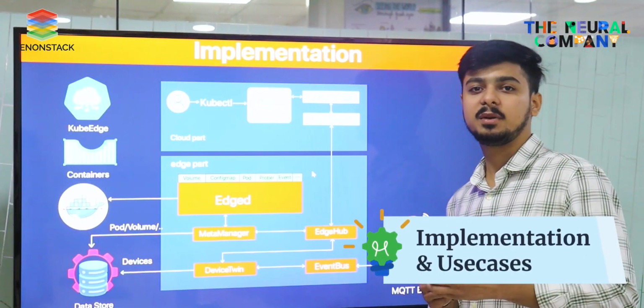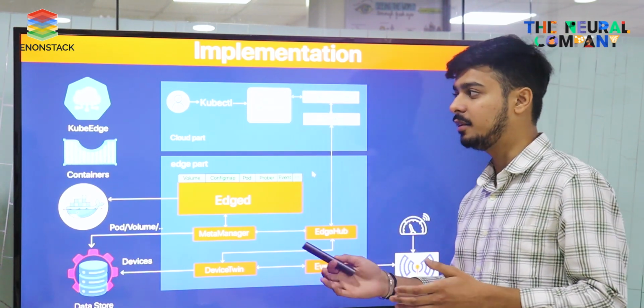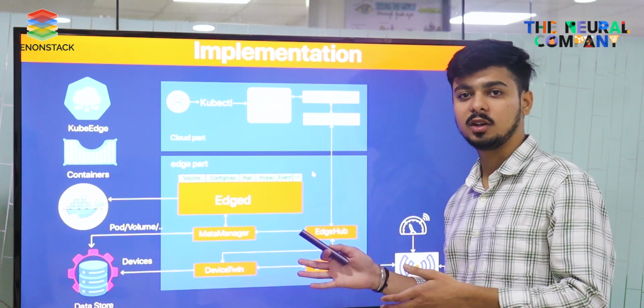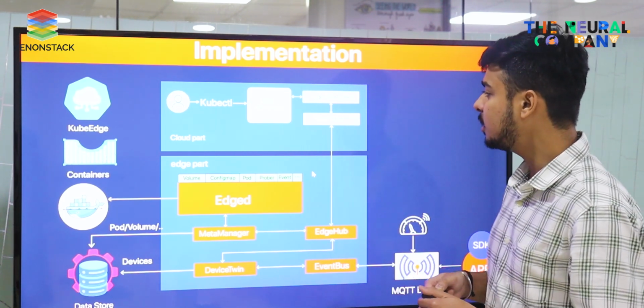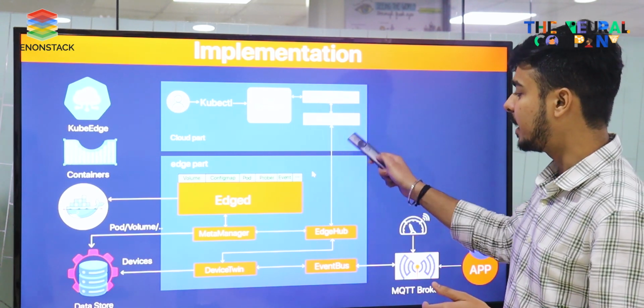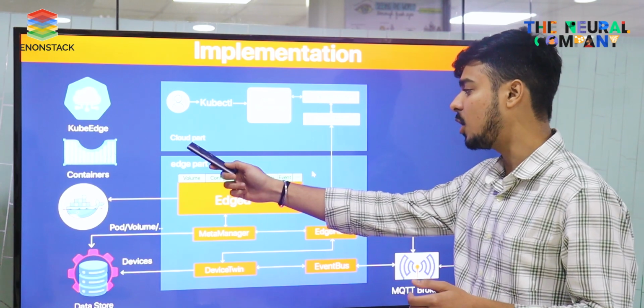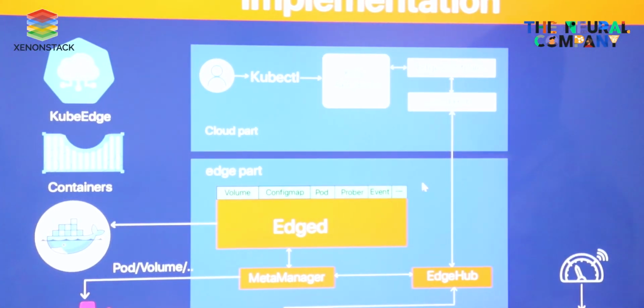So let's move to the implementation of KubeEdge. This is the whole architecture of KubeEdge, and I will discuss how we implement this whole architecture in our project. Basically, we have two major parts in our KubeEdge architecture. The first one is the cloud part, which we call the cloud node, and the second one is the edge part, which we call the edge node.